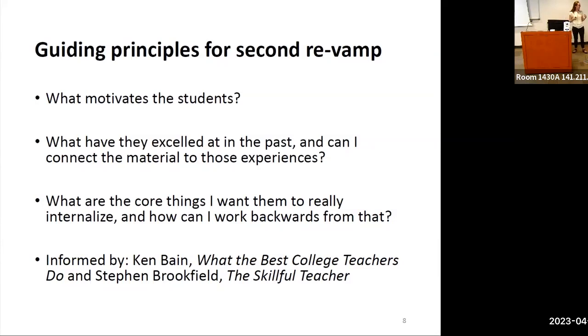And I want to design the class in a way that allows them to connect that material to those experiences, because then they're going to actually retain it. And so based on that, I start with number one, what do they care about and what do they already know and are good at? And then where do I want them to be at the end of the semester?